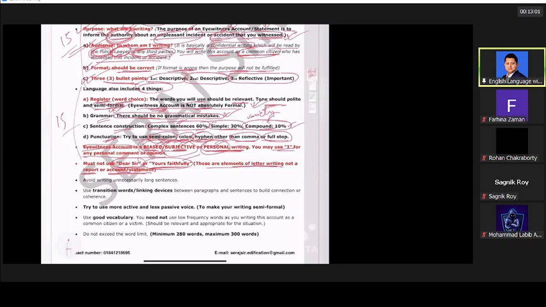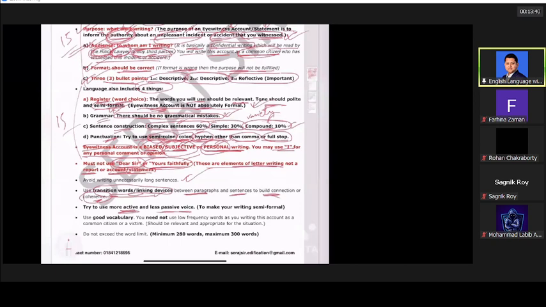Avoid writing unnecessarily long sentences. I told you why. Next, use transition words. I have already shared the transition words or linking devices sheet, so hopefully you will take help from that between paragraphs and also sentences. All of your paragraphs should be connected, and inside the paragraphs, if you introduce two or three ideas, all those ideas should be connected with each other by a linking device to build connection or coherence. Remember that this word coherence is very important in your summary writing, your directed writing, and even in your essays.